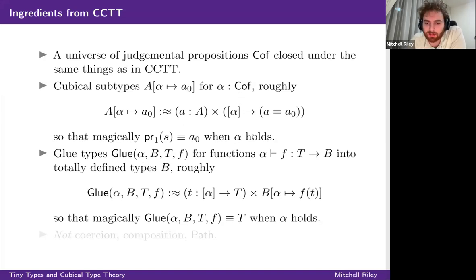But we're going to relax things. We don't need these to be glue types for equivalences. We're going to use the weaker version where, stronger version, I suppose, where we just need a function. I'm not really going to talk about this. But importantly, what we're not going to put in is coercion or composition. We're not even going to put in path because we can get it back from cubical subtypes. These are now things which we are going to implement ourselves in the type theory.